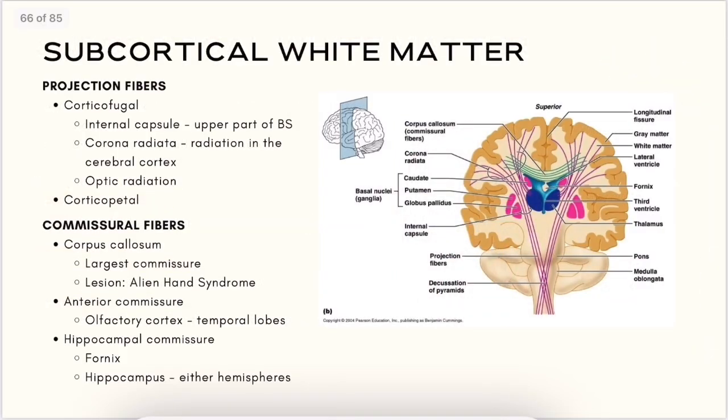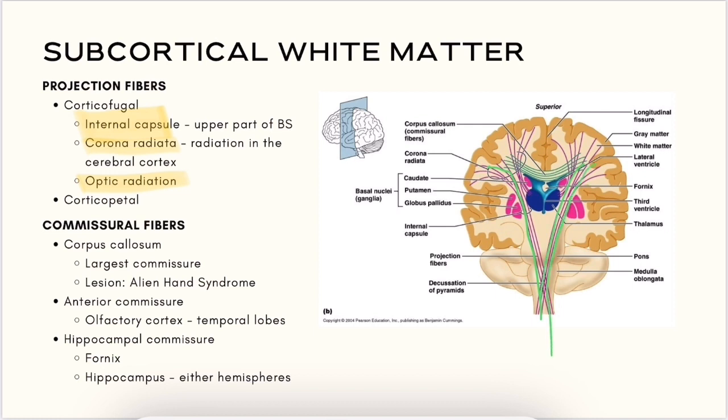Okay, let's start with our projection fibers. We have our corticofugal, and then our corticopetal. We're going to focus on our corticofugal. We have our internal capsule, which is the upper part of the brainstem. We have our corona radiata, which is the radiation in the cerebral cortex, and then our optic radiation. So there's nothing much to memorize here or nothing much to familiarize with. We're just going to look at it right here. So these are your projection fibers.